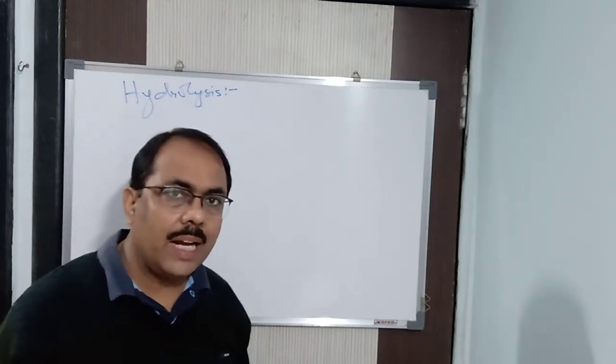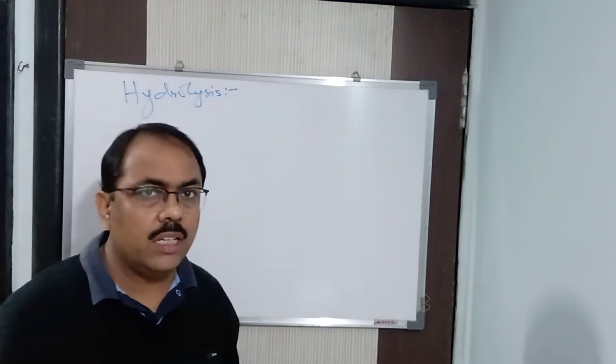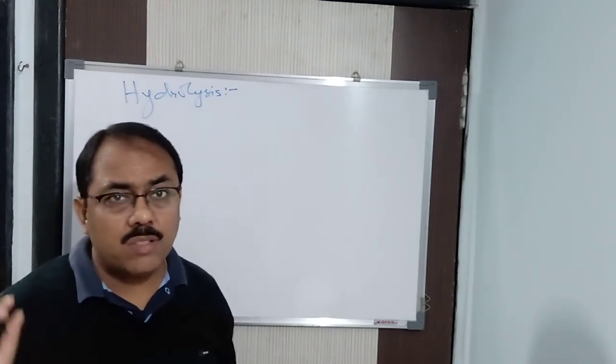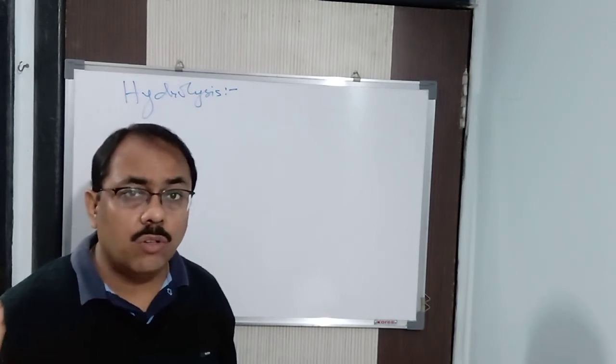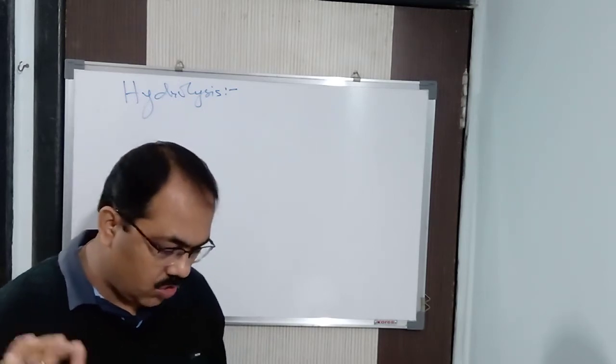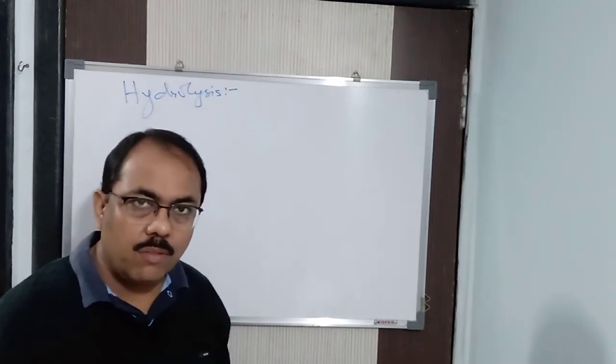I am saying about the category because in different categories we have different formulas to calculate the degree of hydrolysis, that is small h. What did I say? Degree of hydrolysis, that is small h. Now, how do you find the degree of hydrolysis? I'll tell you the formula now.